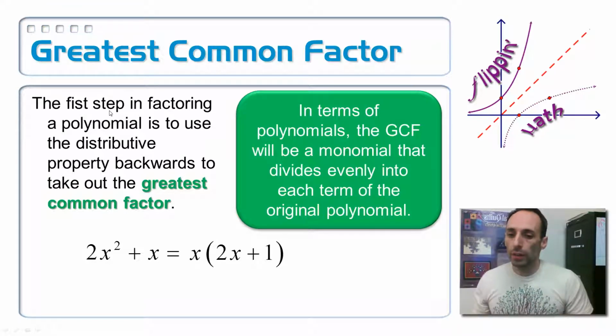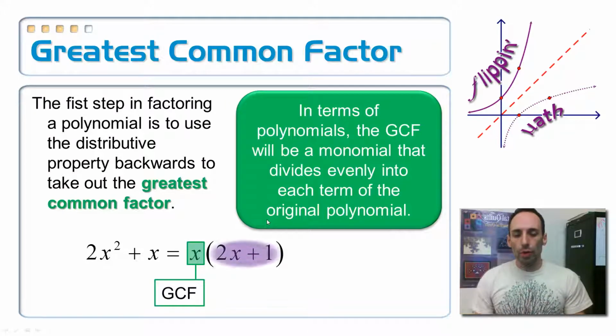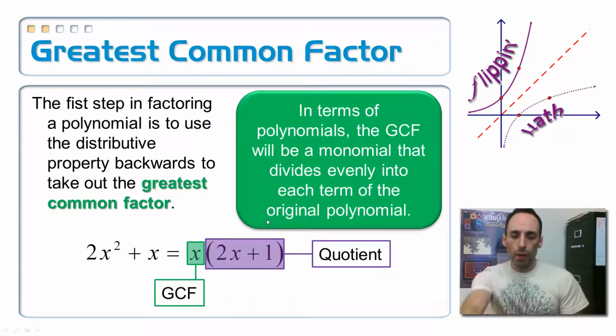Or I can think of it like this. If I divide both of these things by x, if I divide 2x squared by x, I get 2x. If I divide x by x, I get 1. And that's the quotient that's left over. Okay? So x in this case is our greatest common factor, and the 2x plus 1 is the quotient that's left over after I divide everything by that GCF.